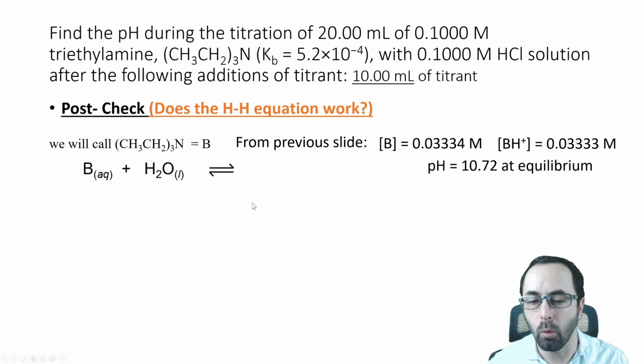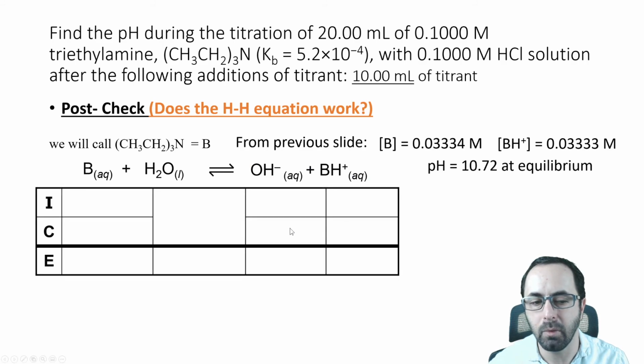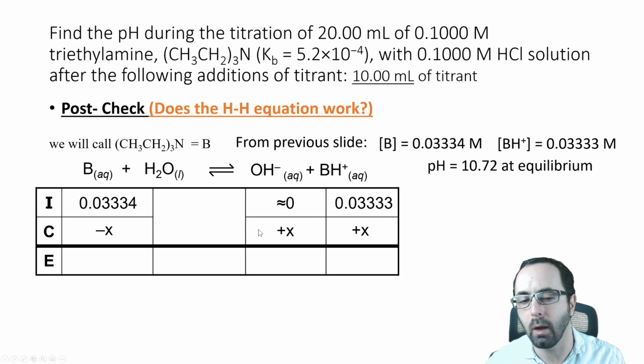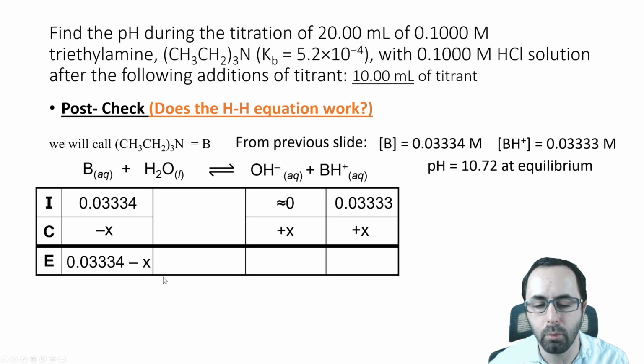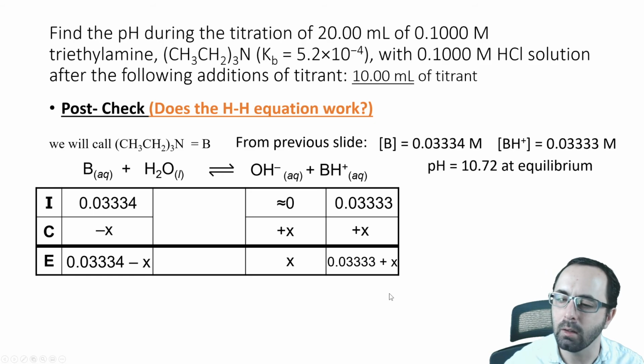So we were dealing with our weak base equilibrium, the weak base with water, accepting a proton, making BH plus and hydroxide. We had set up this ICE table with the initial concentration of the base and the conjugate acid. It would have been minus X for the base, plus X for hydroxide, and plus X for BH plus. This reaction has to go forward because there's no hydroxide initially. It can't go backwards. So our equilibrium concentrations would have been 0.03334 minus X for the base, X for hydroxide, and 0.03333 plus X.